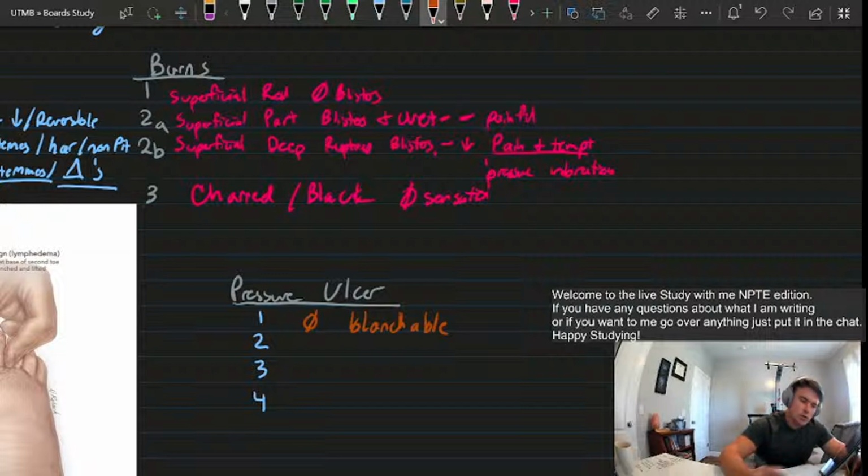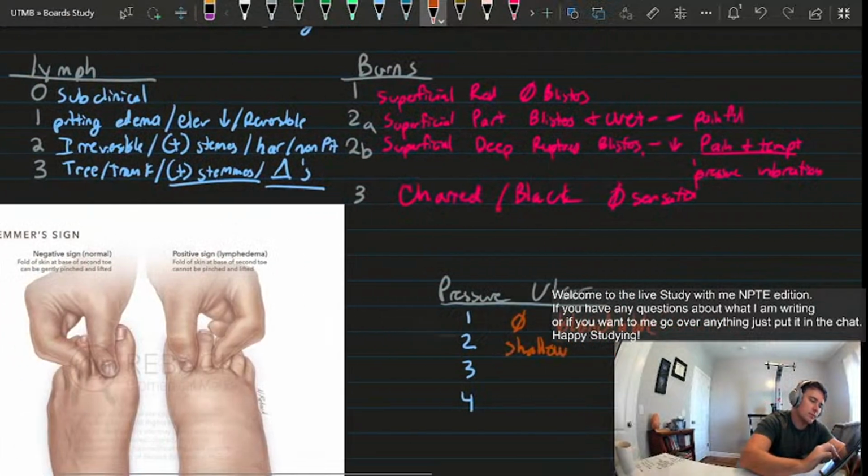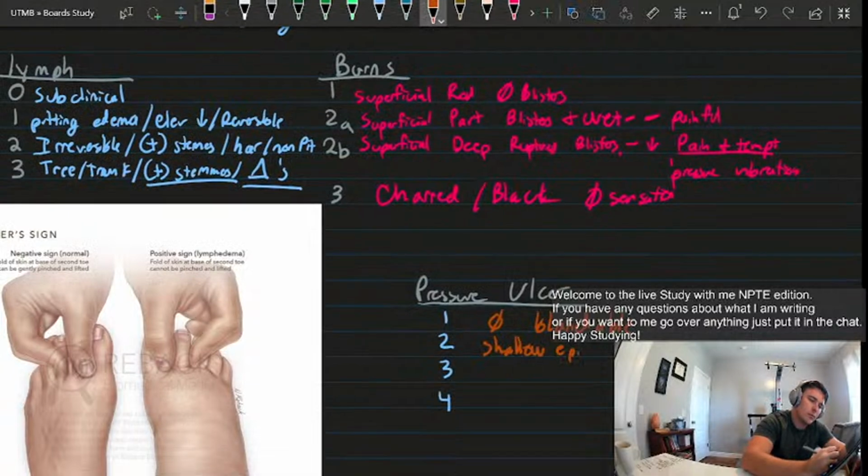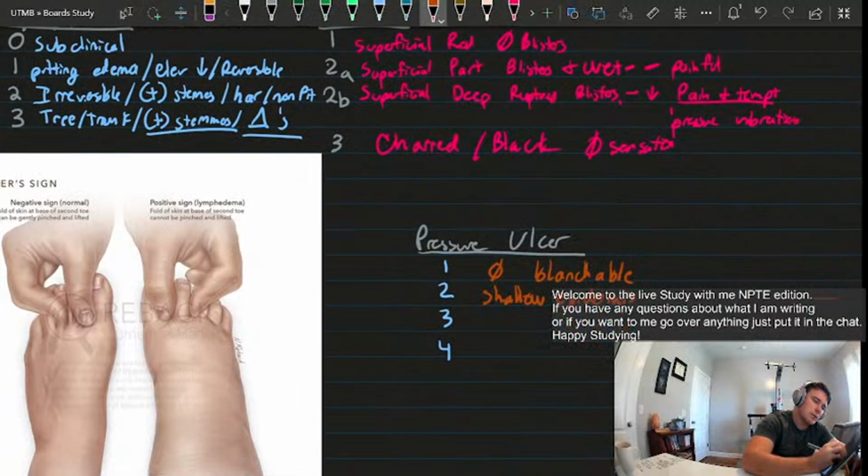So 2 is going to be shallow. It could have slough on the sides or whatever. This is going to be just the epidermis. Three is going to be the dermis or the subcutaneous tissue.